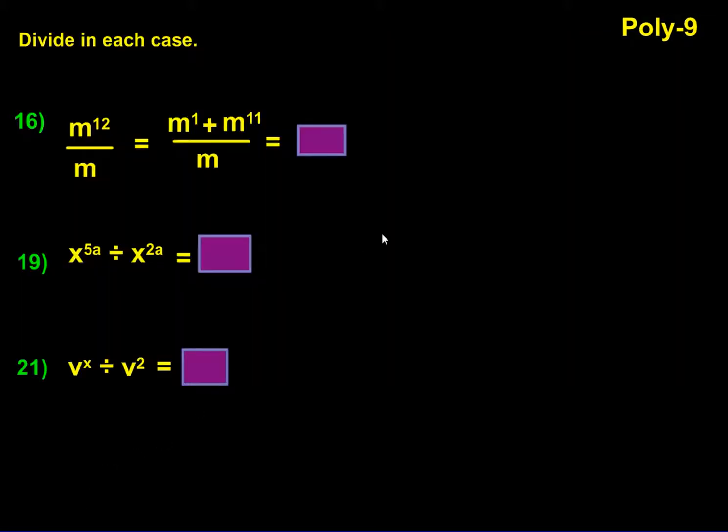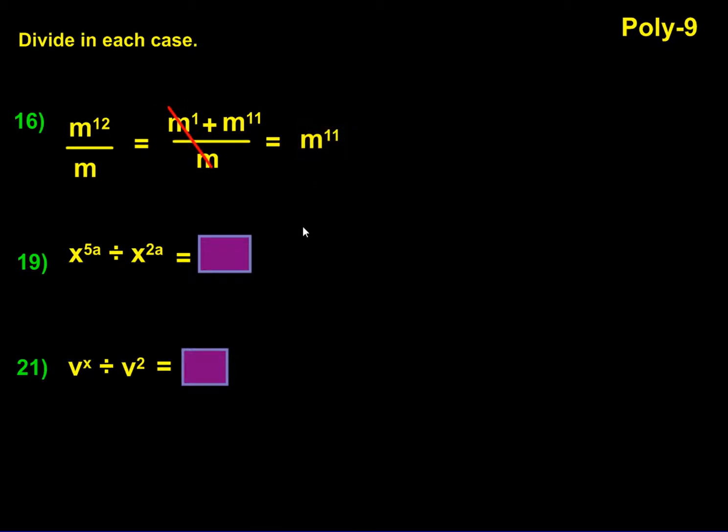Let's try that on number 16. So we have m to the 12th over m. We can break m to the 12th into m to the 1st times m to the 11th. The two m to the 1sts would cancel out, and that would leave us with m to the 11th.